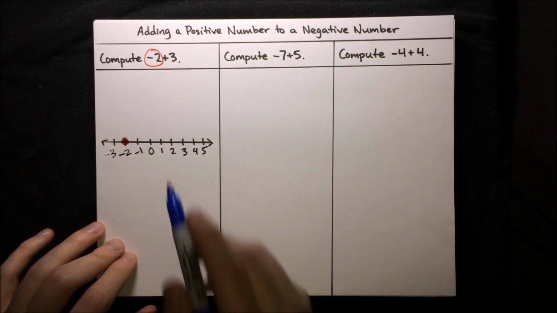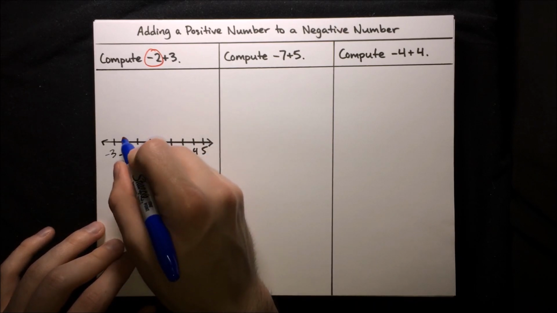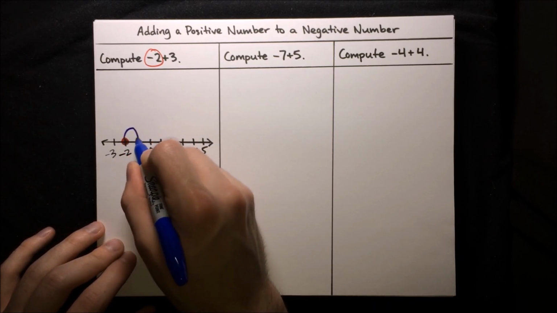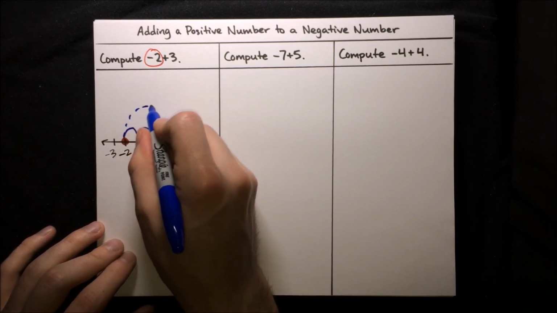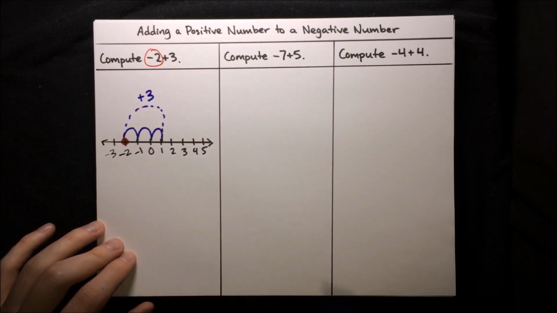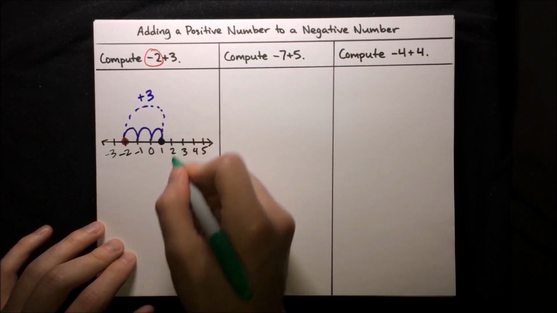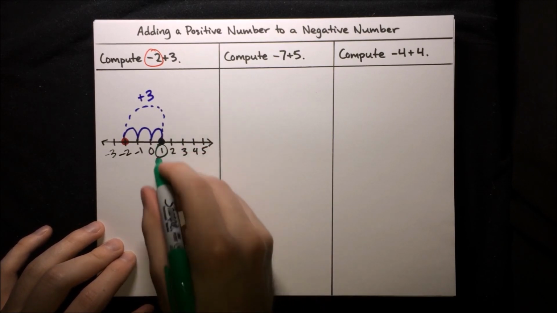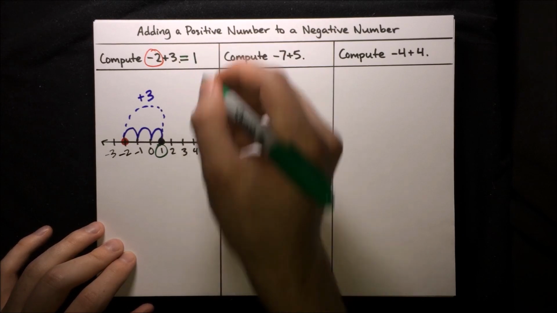And then we want to make a jump of 3 in the positive direction. How we can do that is we can just make 3 unit jumps in the positive direction. 1, 2, 3, because then when we put them together, we'll get a single jump of plus 3. And then where do we end up? Well, we end up right over here at 1. So that's our result. Negative 2 plus 3 is just equal to 1.